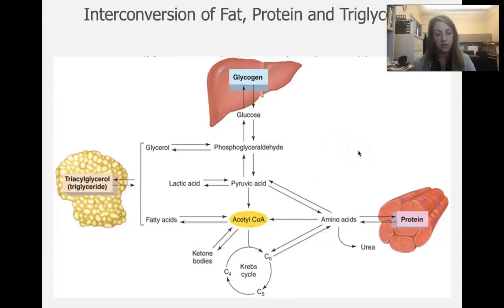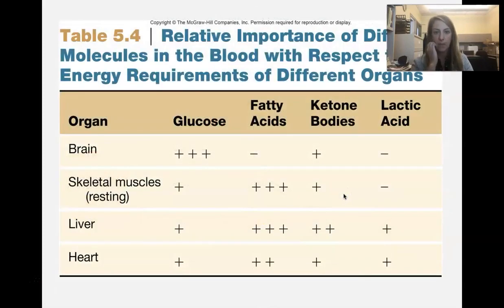Okay, so just another visual of this process, right, where you can have multiple different conversion processes that turn these things into things for the Krebs cycle. Okay. And so just briefly, I want to talk about this relative importance of different molecules in the blood with respect to the energy requirements of organs. Our brains are the glucose hogs. So brains need lots and lots and lots of glucose, and that's where the majority of our glucose goes. But we do need glucose to fuel other things too, like skeletal muscles, liver and heart tissue, right?